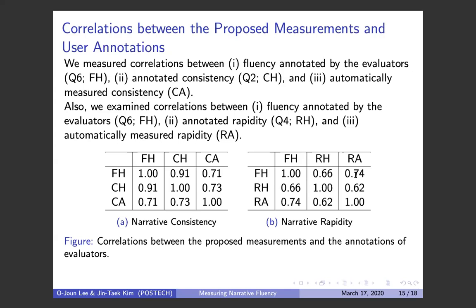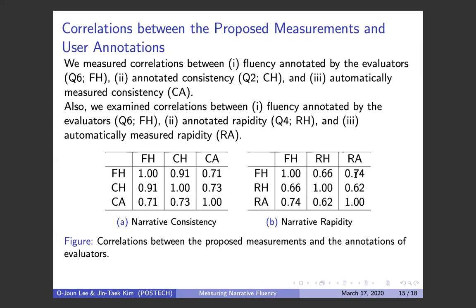we can see that users said narrative consistency and narrative fluency have high correlation. Also, between the automatically measured narrative consistency and user annotations, it also showed reasonable correlation.